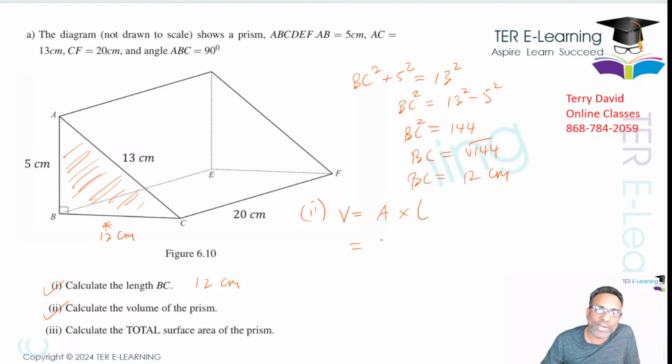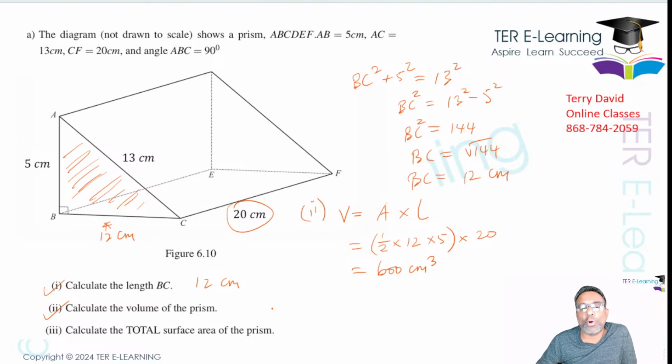So the area of the triangle is going to be a half by base by height. So half by 12 by 5, right? And you're multiplying that by the length of the prism, which is going to be 20. So the total volume of the prism here is going to be 30 by 20, 600 cm cubed. Right? So that's the total volume of the prism. That's the answer for this part.